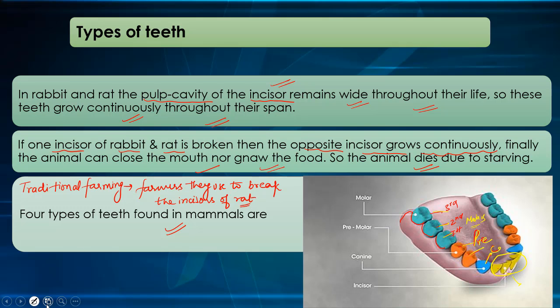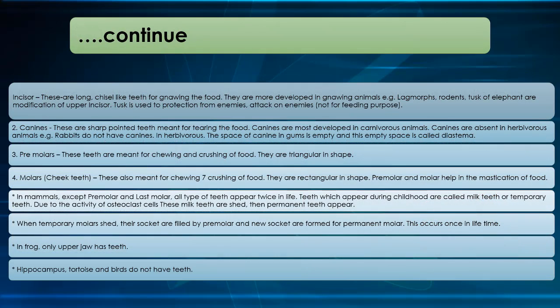Now coming to the next, incisors. They are long chisel-like teeth, meaning the shape of incisors is like this, chisel-like teeth for gnawing of the food. They are more developed in gnawing animals like the herbivores, especially lagomorphs and rodents. Tusk of elephant is a modification of upper incisors. Tusk is used for protection from enemies and attack on enemies, not for feeding purposes.